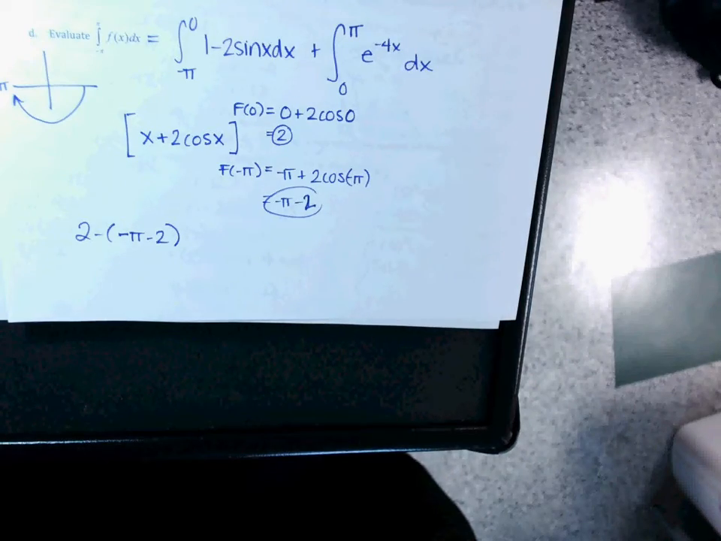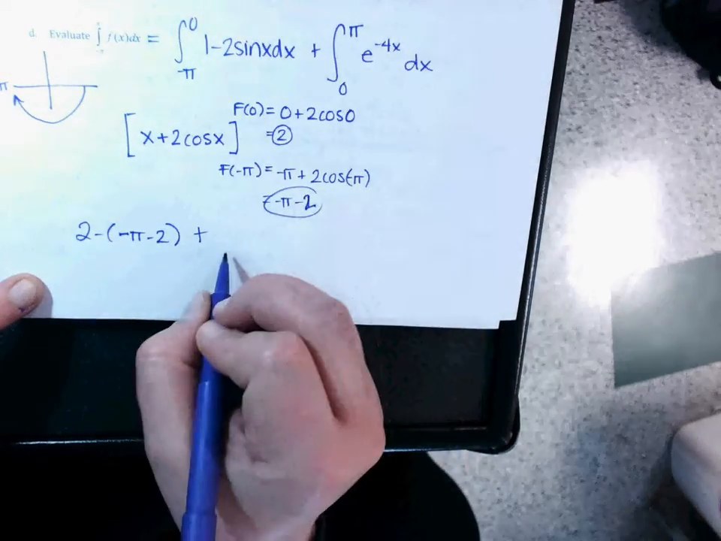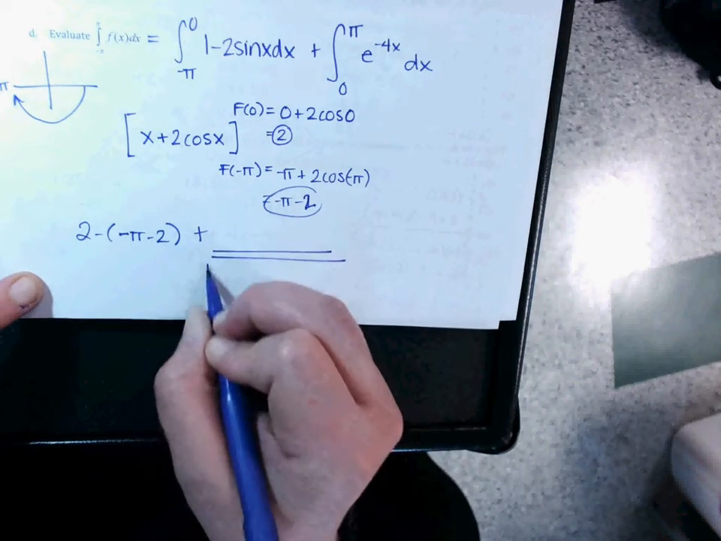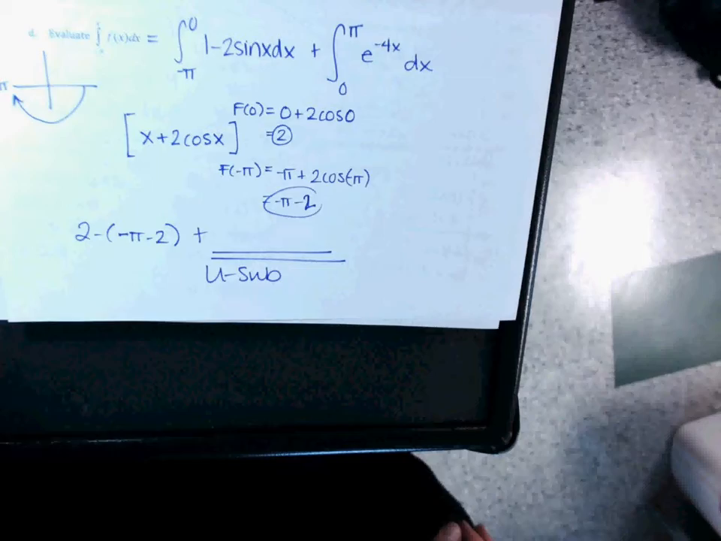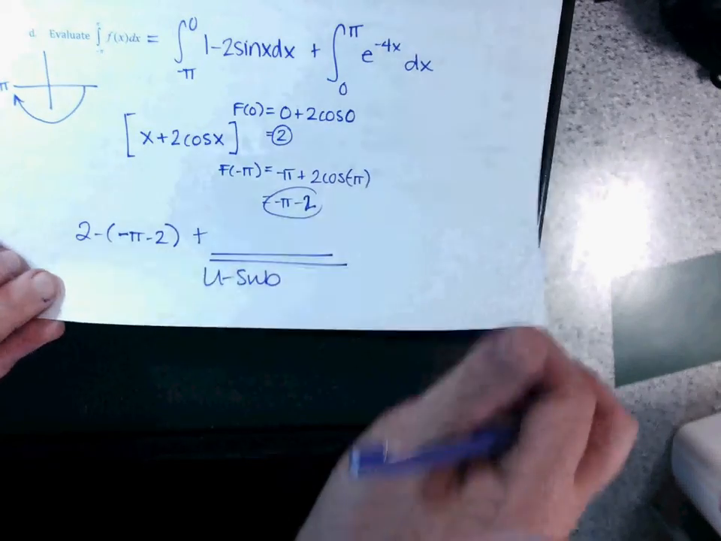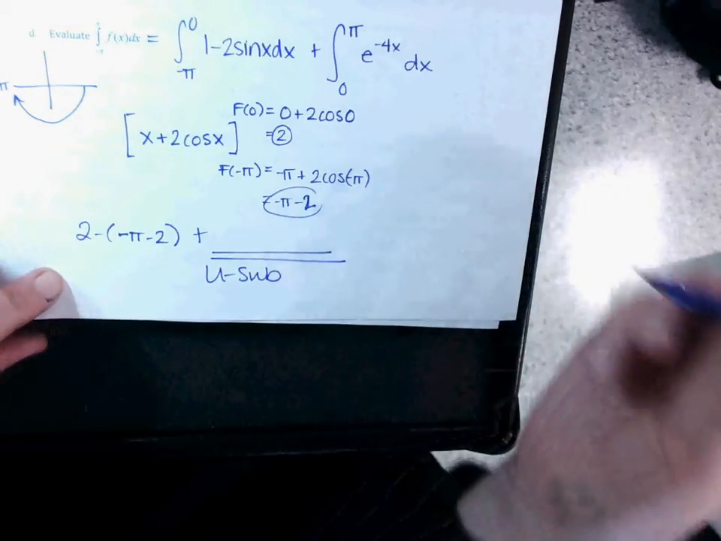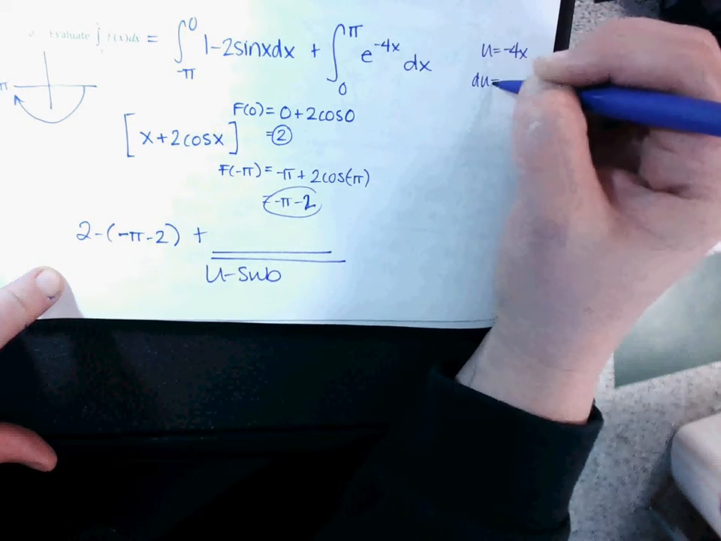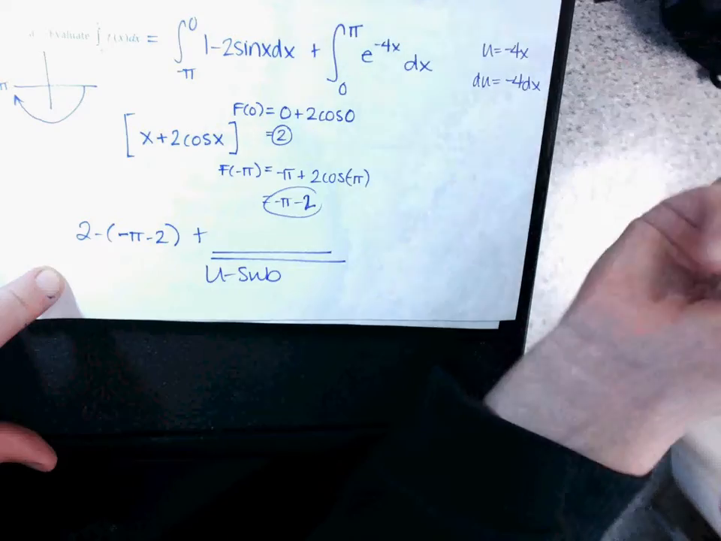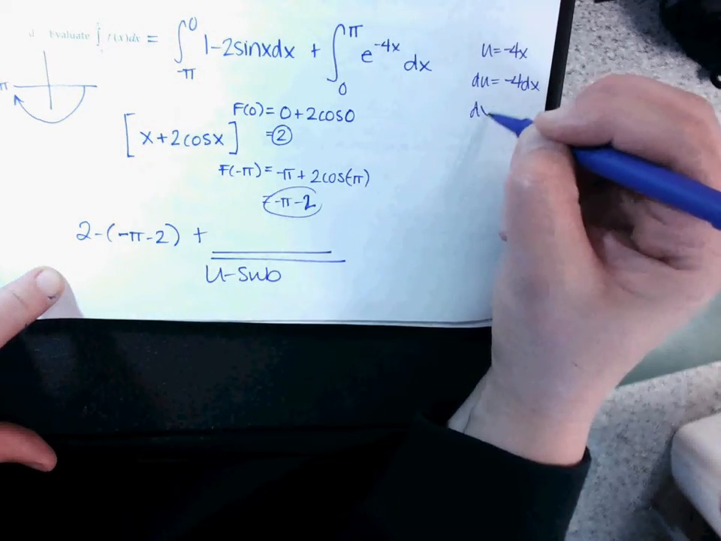Darn it. Ow, that hurt. You'll be able to do that. Okay, thank you, good. Not twice. Okay, so your u would be what? Okay, what's your du? Okay, the dx would be du over negative 4.